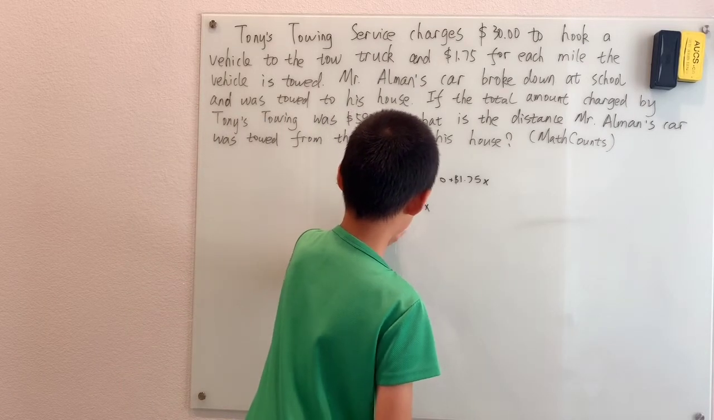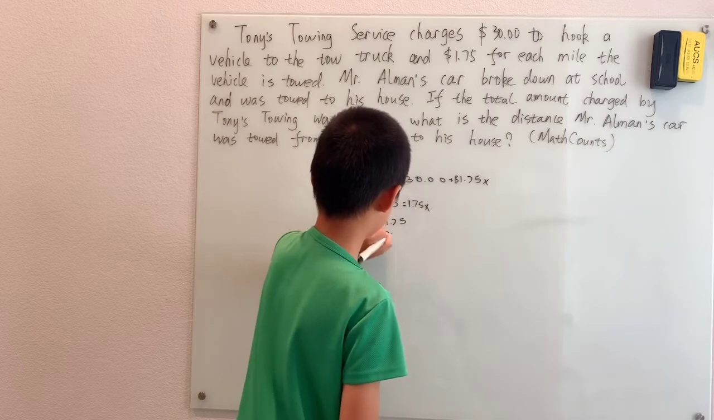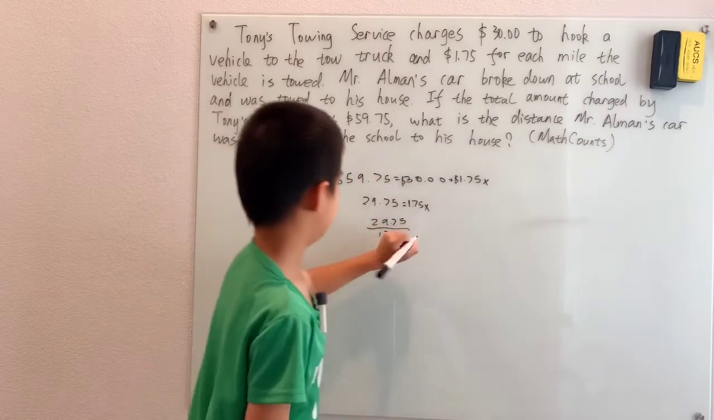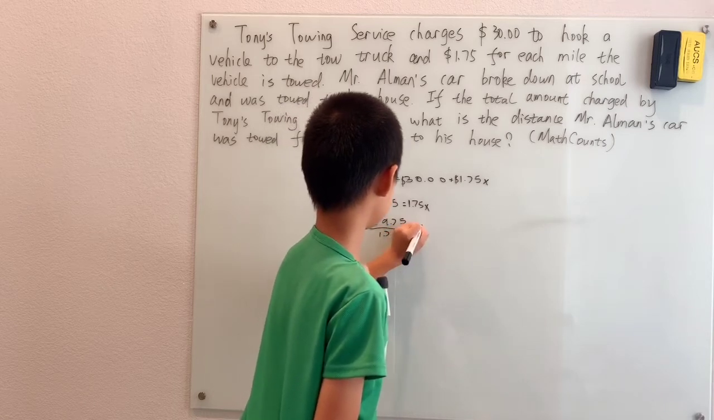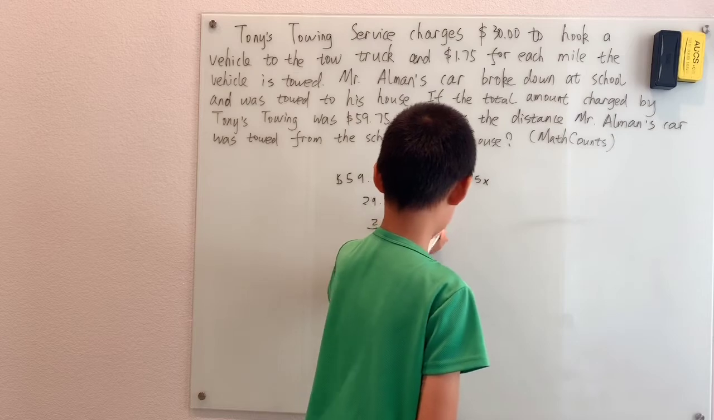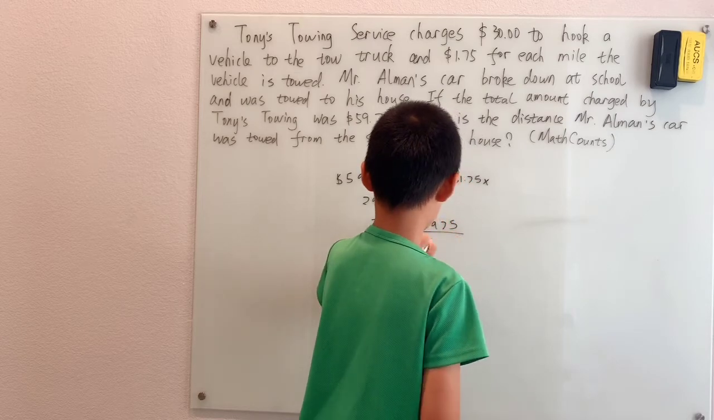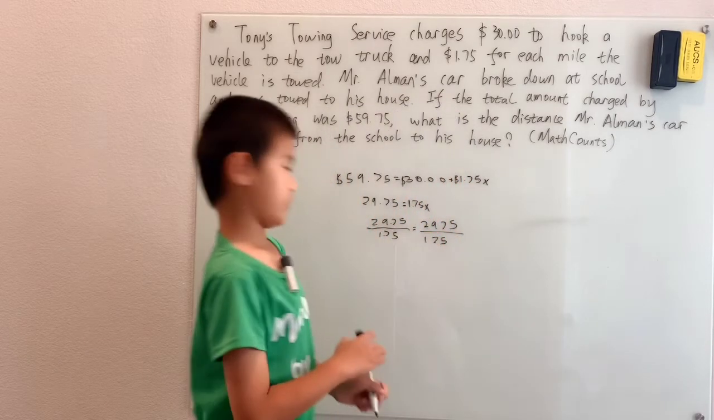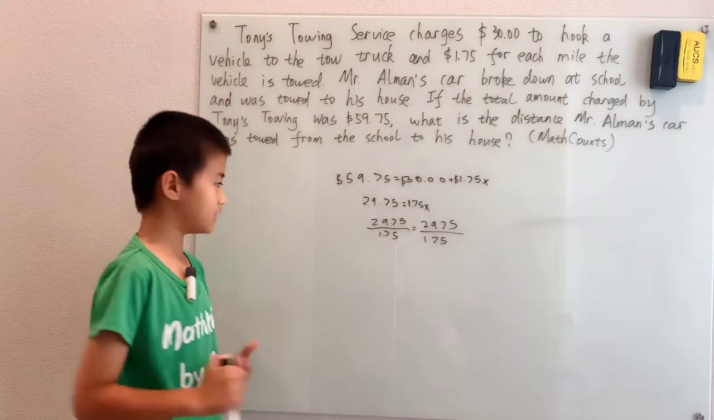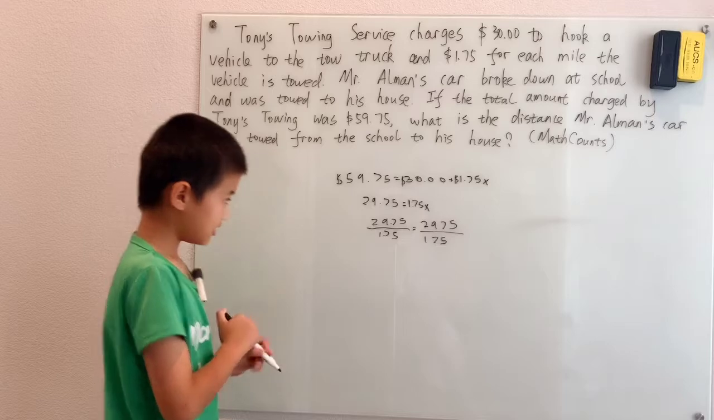decimals, and even when we get rid of them by multiplying by 100, we still have these gigantic numbers. $2,975 divided by 175. Okay.